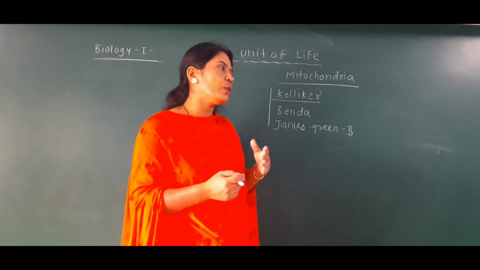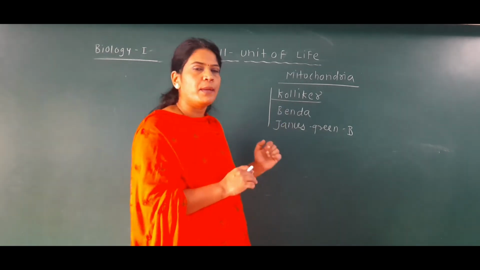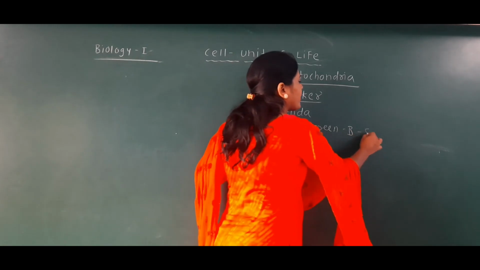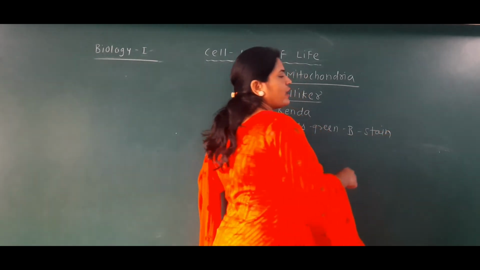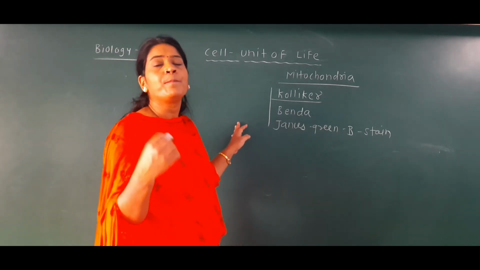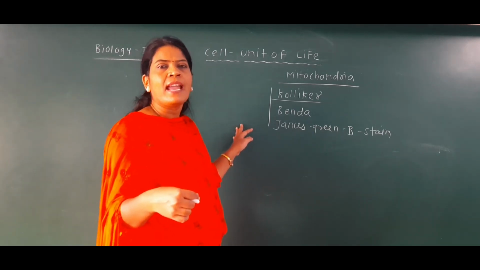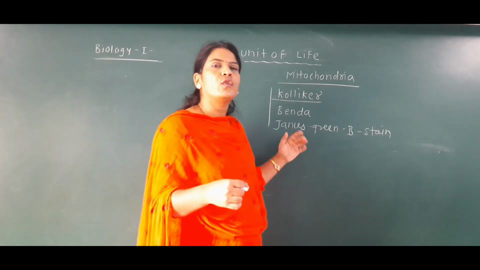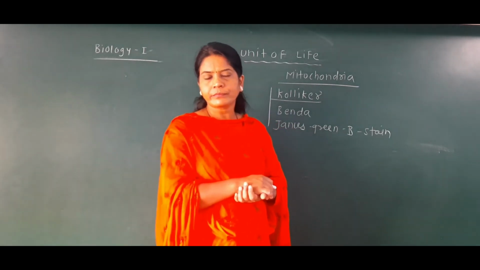If you want, you can note it. So Janus green B is the name of the stain which is used for staining of the mitochondria, and it is generally blue or purple in color, and we can easily observe it under the microscope by staining with this stain.